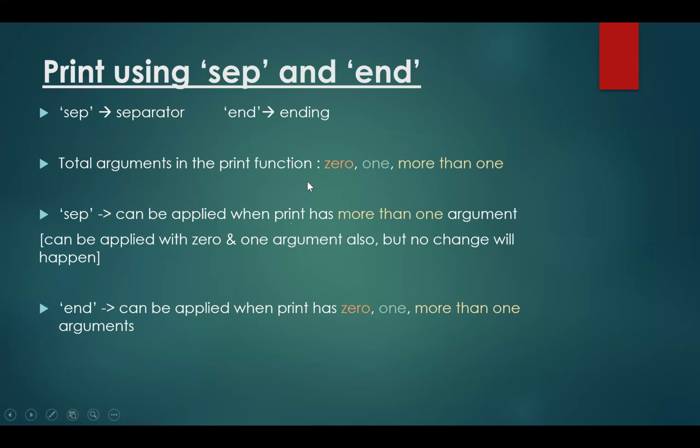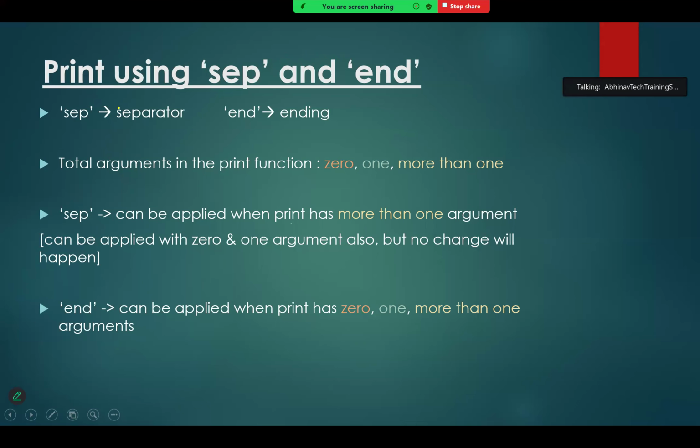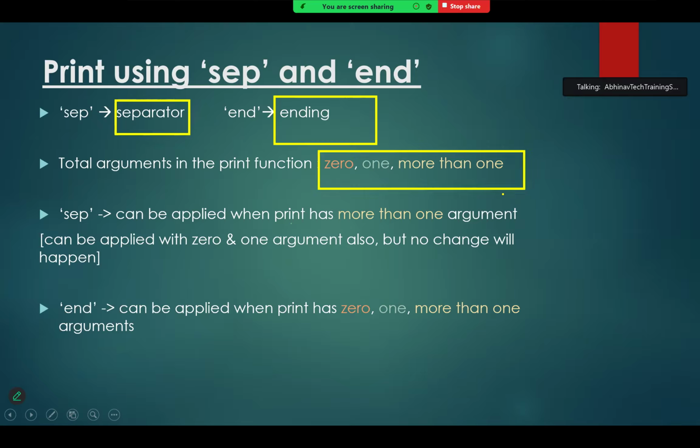Okay. Now the next usage in the print function is using the SEP and END keywords, right? So SEP basically stands for separator. END basically stands for ending. As I've already told you, the print function can accept 0, 1 or more than one arguments, right?